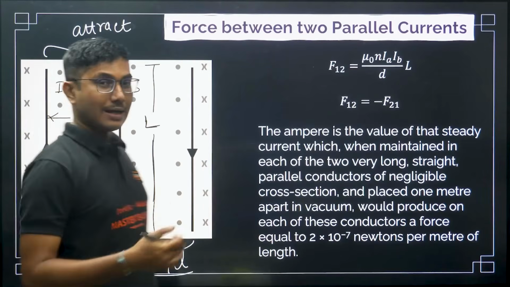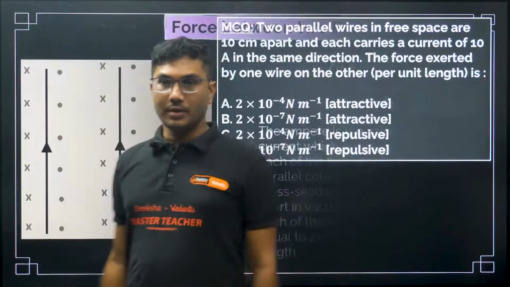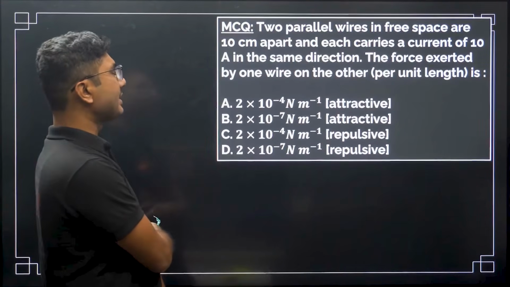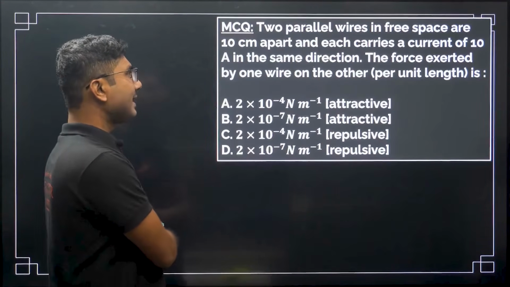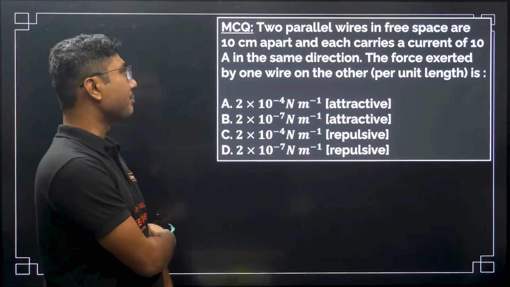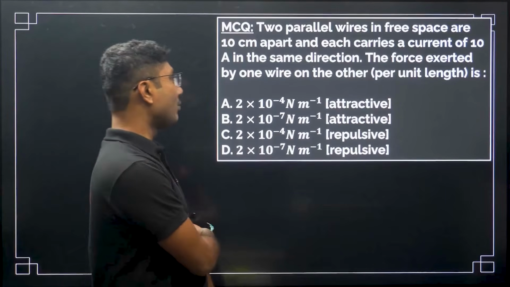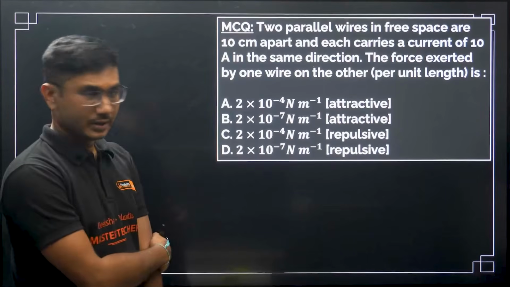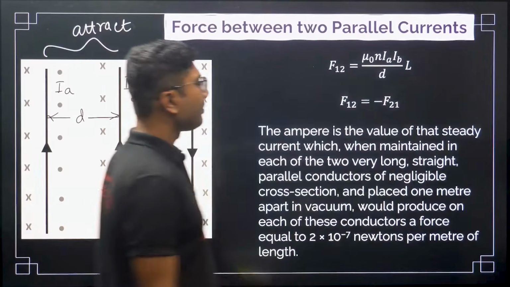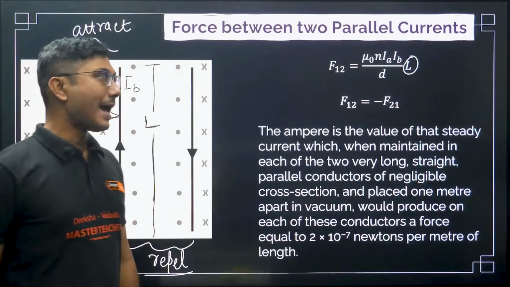Okay, so parallel currents attract, anti-parallel currents repel. Now let's see one question. Two parallel wires in free space are 10 centimeter apart and each carries a current of 10 ampere in the same direction. The force exerted by one wire on the other per unit length. So what is the meaning of per unit length? Per unit length means you have to take this length L as 1.